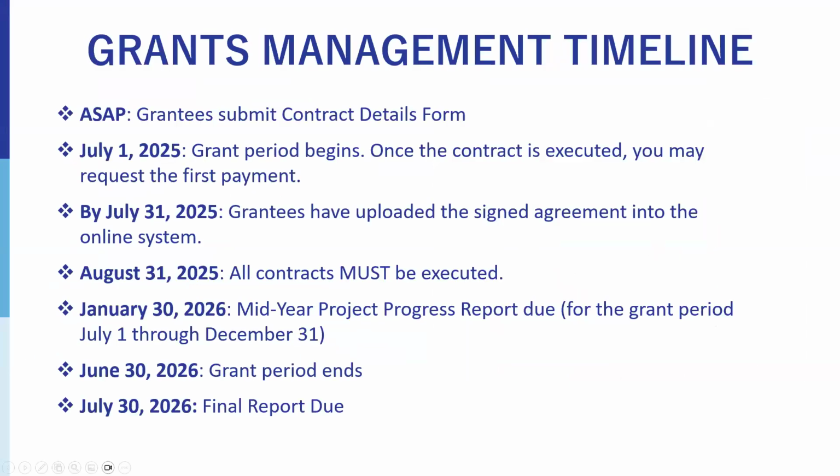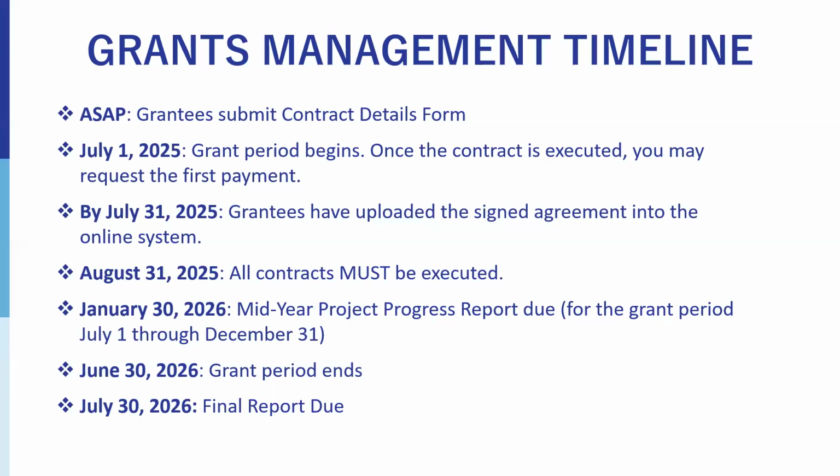This is the grant timeline. This information is all on our website and in your contract if you ever forget. The first step, once your grant has been funded, is to submit your contract details. Contract details are the part of the contract that is specific to your grant: your award amount, your budget, your deliverables. Once we review your contract details, we'll generate your contract and send it to you for your signature. Try to have your contract signed and back to us by July 31st. Once your contract is executed, you can start requesting funds.